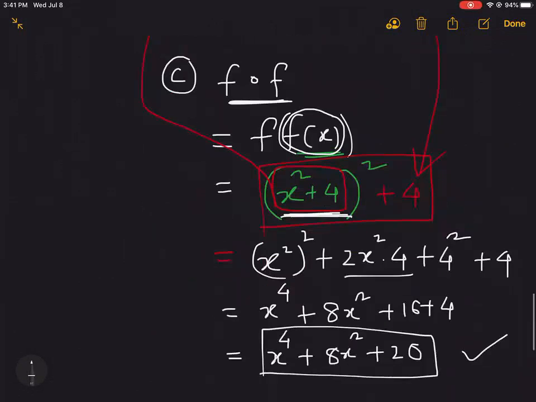Well, that's the expansion, a squared plus 2ab plus b squared. That's a plus b, the quantity squared. That's the expansion, right? Because on this occasion, your a is x squared and b is 4. So 2ab, okay?